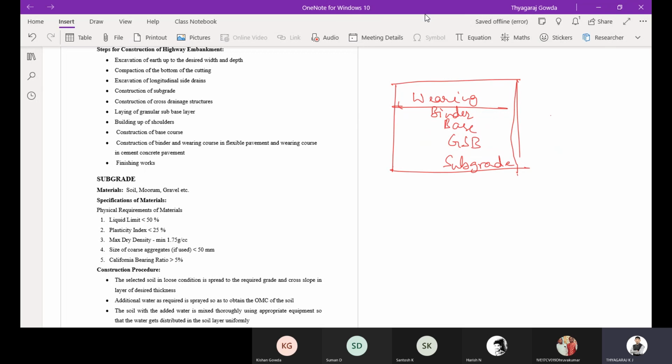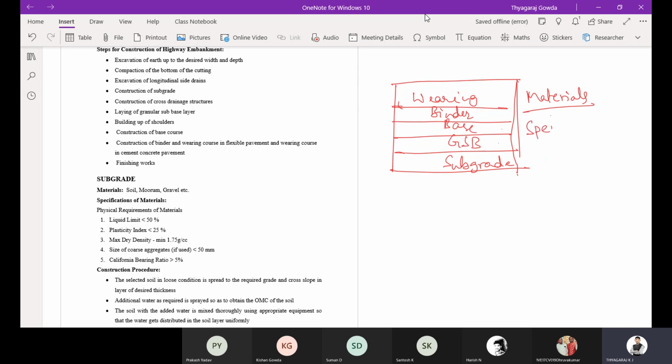So today we will be discussing how to construct all these layers, how they will be constructing the subgrade, GSB, base course, binder course and wearing course in the field. And what are all the materials they are going to use for constructing this subgrade, GSB and base course, and what are their specifications? Specifications means it should have some specific gravity, some density, and it should have some CBR value when it comes to subgrade soil. So those things we are going to discuss today. One by one we will go.